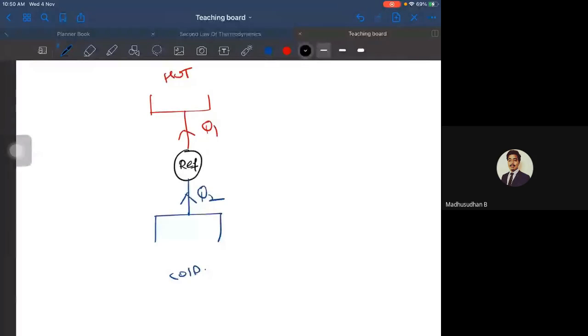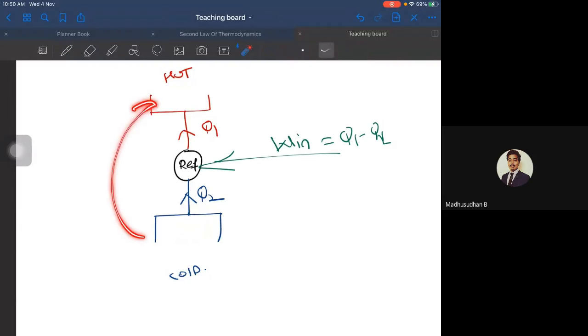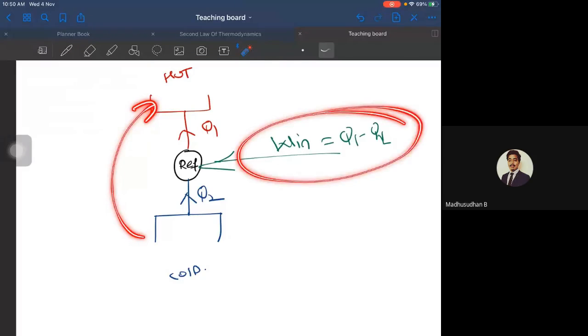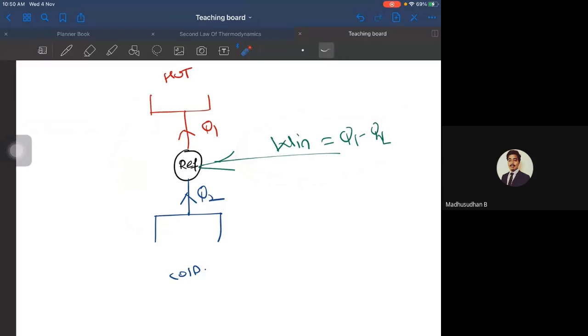You must require a work input to the refrigerator so that you can transfer the heat from the colder region to the hotter region. That means, in other words, in a passive voice, it is impossible to construct a refrigerator that transfers heat from the colder region to the hotter region without giving the work input, which is nothing but your Clausius statement of the second law of thermodynamics.